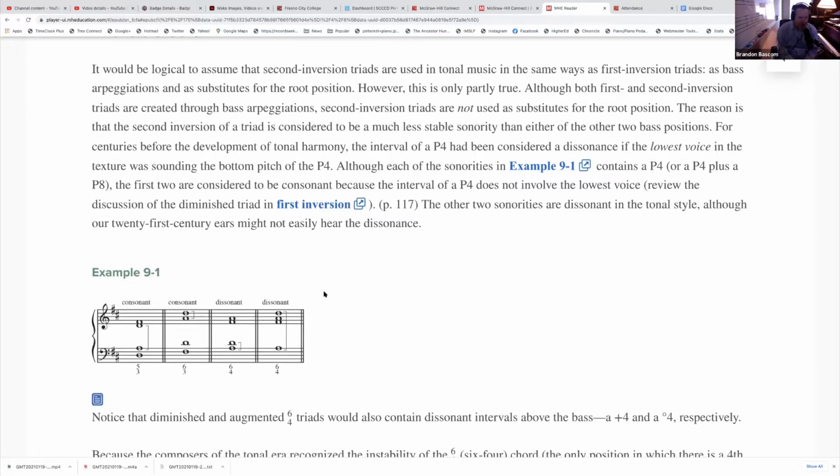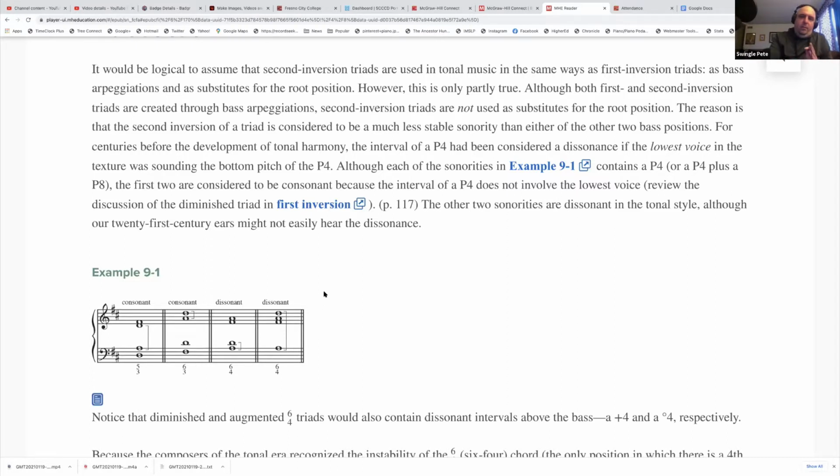Questions, comments, concerns so far? So if the bass is not involved, it's considered consonant. If the bass is involved in the perfect fourth, it's considered dissonant. And if it's consonant, it's okay to substitute it in the same way that you would have first inversion or a root. Let's see, what did it say? It said the reason is that the second inversion of the triad is considered to be a much less stable sonority.